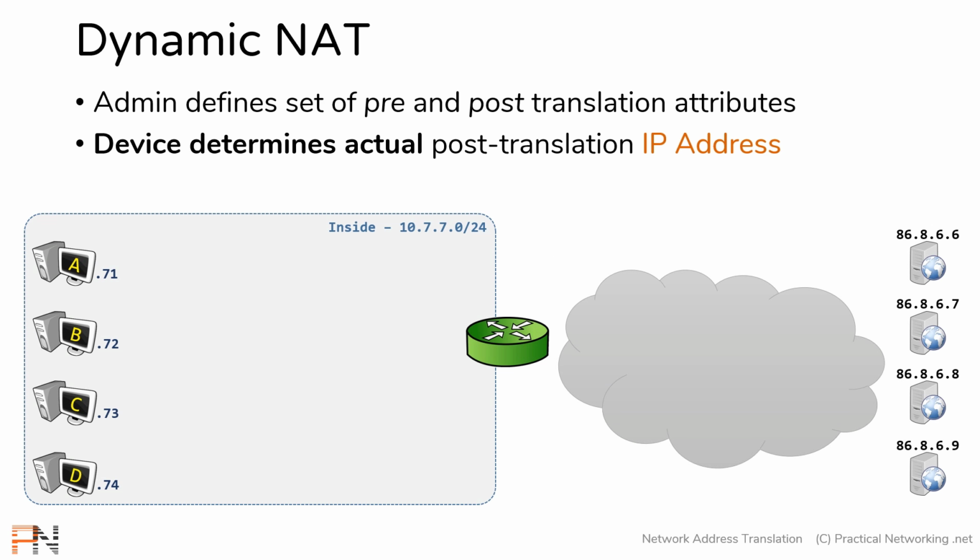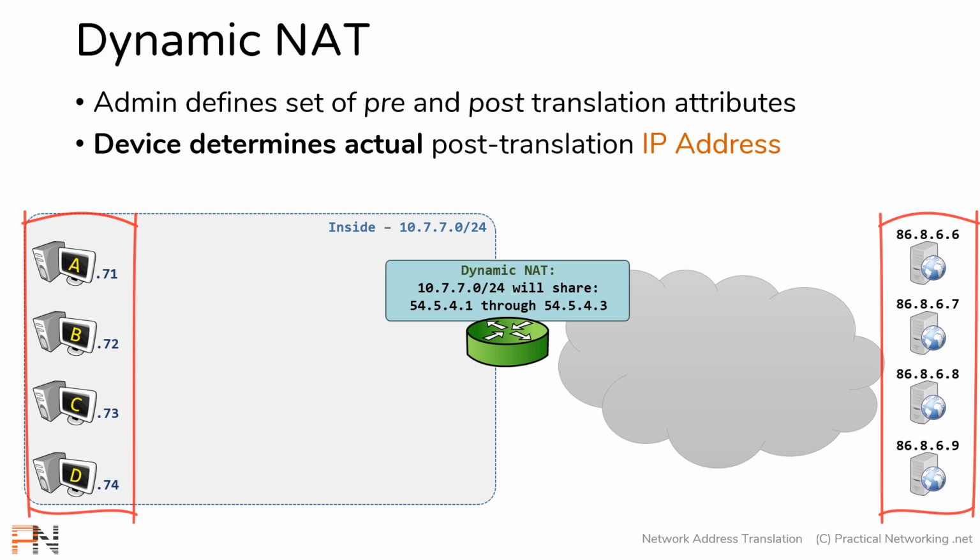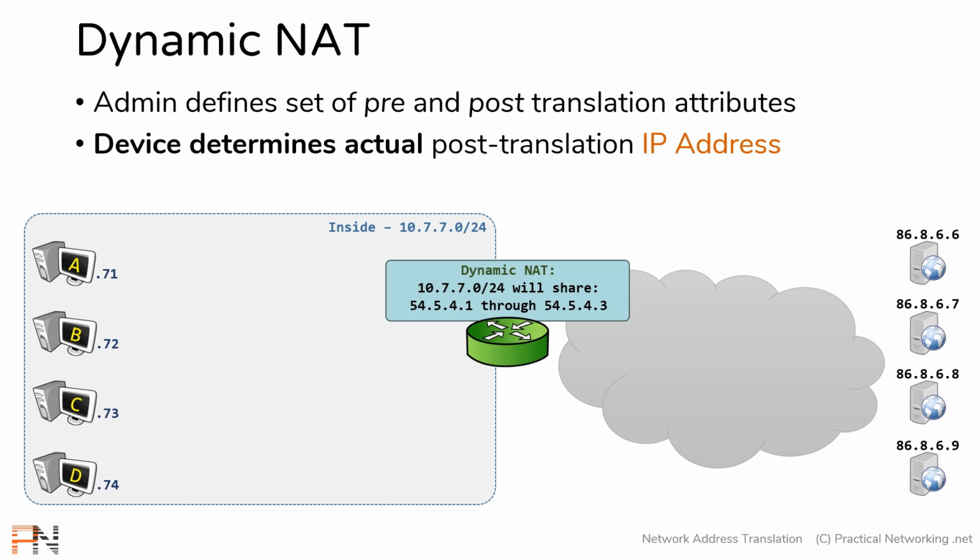Here we have a topology with 4 hosts on the inside and some hosts on the outside, and we're going to configure our router with a dynamic NAT as follows. The dynamic NAT will say NAT everything in the 10.77.0/24 network, which is the inside network, to these 3 IP addresses, 54.54.54.1, .2, and .3. So we have 3 IP addresses to use for all of our hosts on the inside network. Just like before, we'll keep track of the translations that the router makes in the router's translation table.